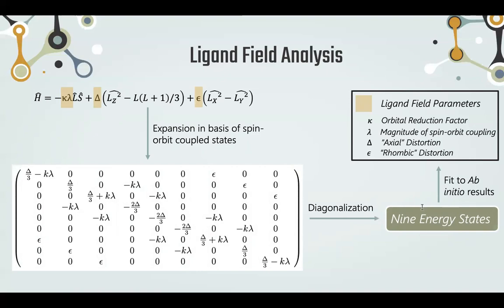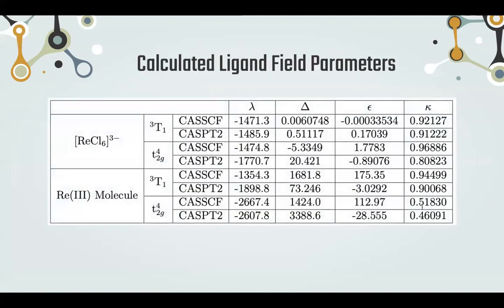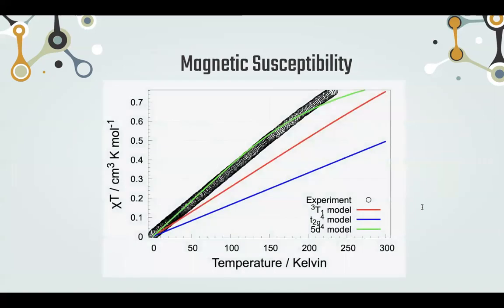Kappa represents the orbital reduction factor due to covalence. Lambda defines the magnitude of the spin-orbit coupling. Delta defines the axial distortion and axial splitting of the T2g shell. And epsilon defines the rhombic distortion. These are the calculated ligand field parameters, which can be used to describe the properties of the molecule.